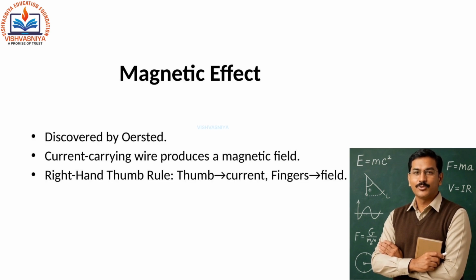Now, let's move to understanding the magnetic effect. The magnetic effect was discovered by Hans Christian Ørsted. He found that a current-carrying conductor produces a magnetic field around it.